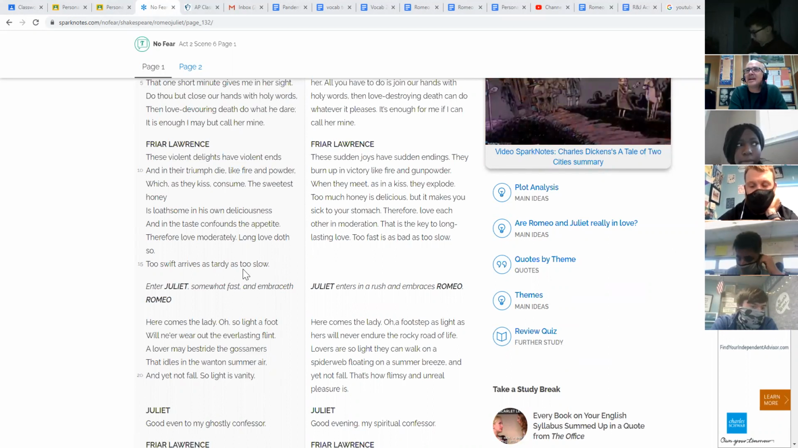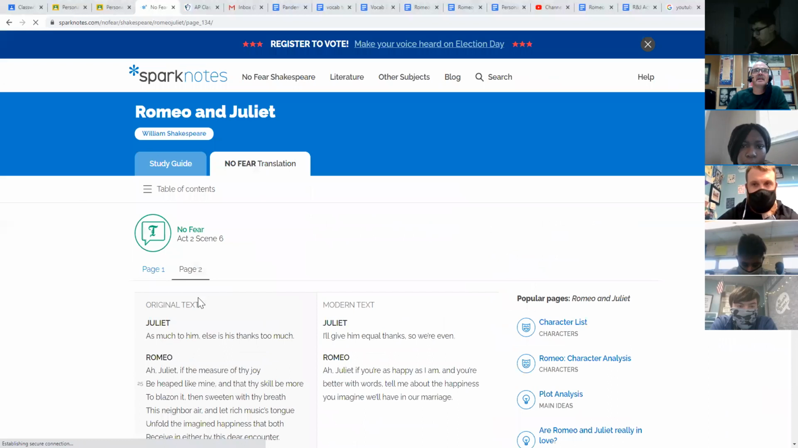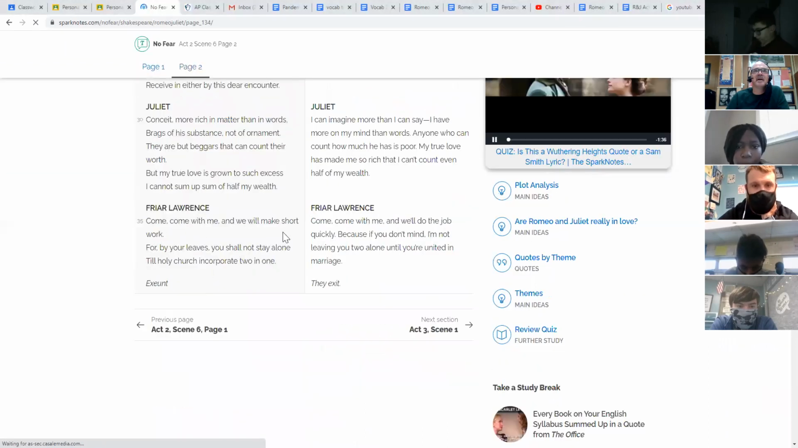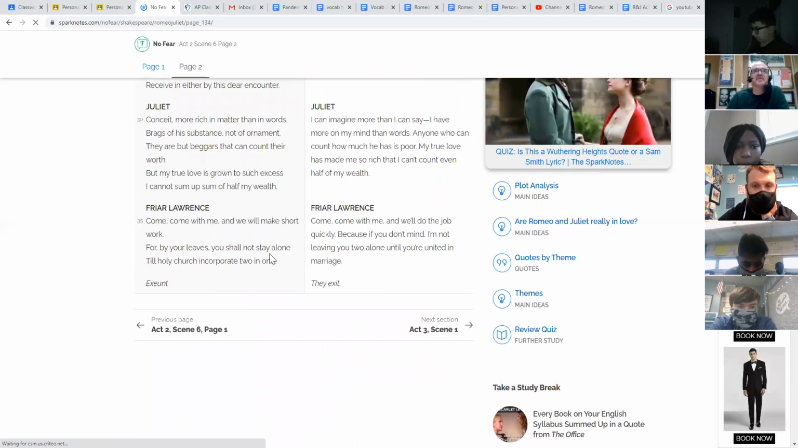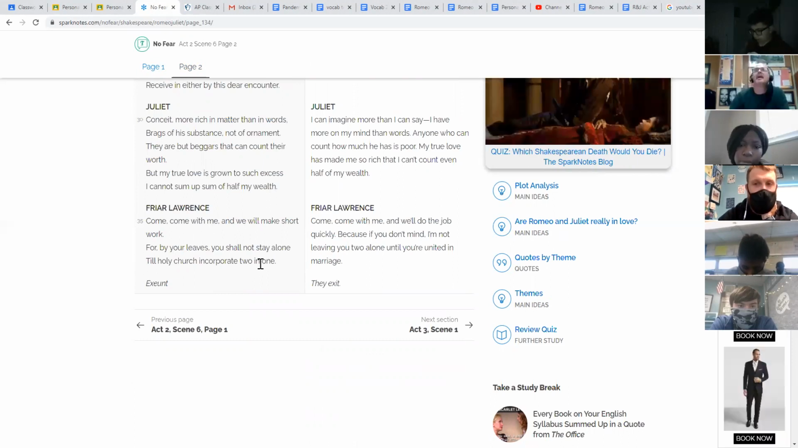But in a way, isn't that kind of a little bit hypocritical of the friar to say? Because what's he doing right now? He's marrying them, right? He's got this higher purpose. He's idealistic, so he's going to do it. Yeah, that is how the scene ends. Come with me. We will make short work. For by your leaves, you shall not stay alone till Holy Church incorporate into one. So they met last night, and the friar has married them.